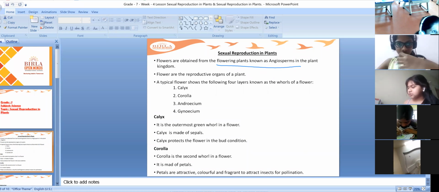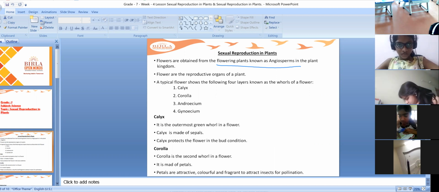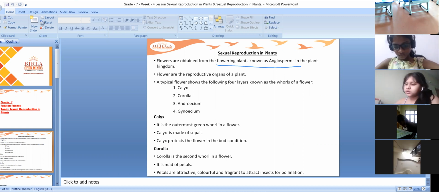So the flower has the reproductive organs. The reproductive organs of a flower are calyx, corolla, androecium and gynoecium. These are the reproductive parts of a flower. The typical flower shows the following 4 layers, which are known as whorls of a flower: calyx, corolla, androecium and gynoecium.